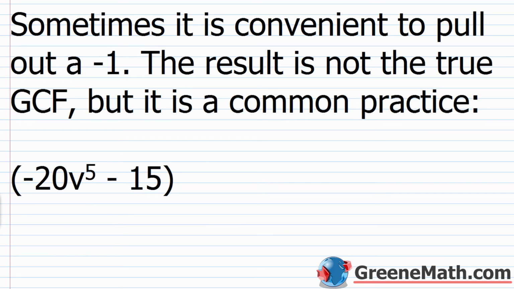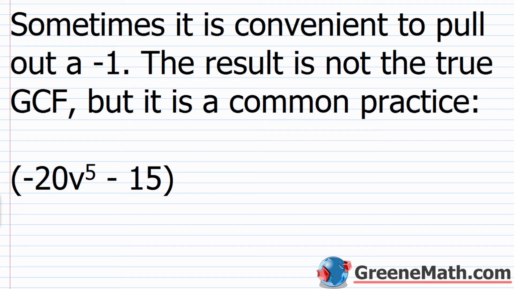All right, so here's another thing that's tripped students up a lot. Sometimes it is convenient to pull out a negative 1. The result is not the true GCF, but it's common practice. So your teacher might say in the instructions to pull out the greatest common factor, but it might be more convenient for you to pull out a -1.